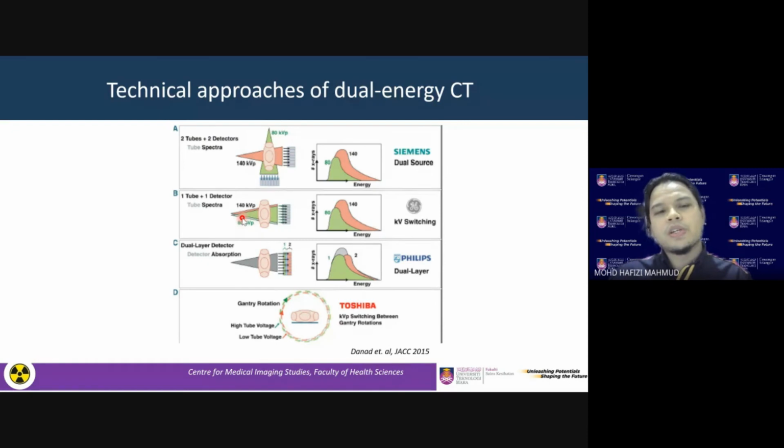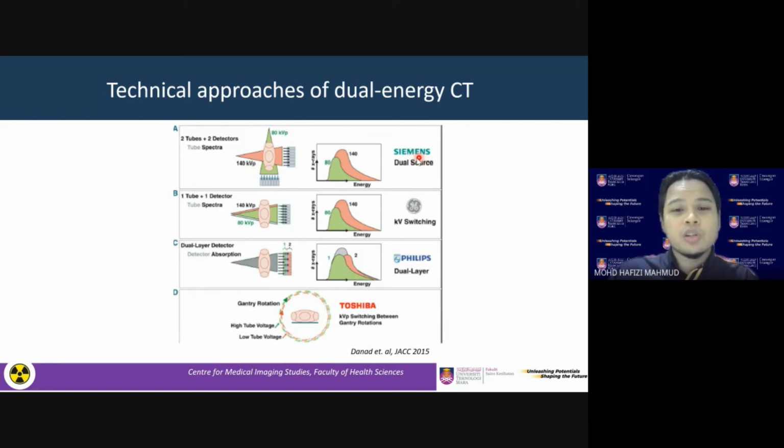These are some of the technical approaches of dual energy CT as provided by different manufacturers, as I mentioned in the first slide just now. Under dual energy CT, we have various approaches. Some of the common manufacturers for the CT scanner, for the CT modality, are Siemens, GE, Philips and also Toshiba. These are the most common manufacturers.